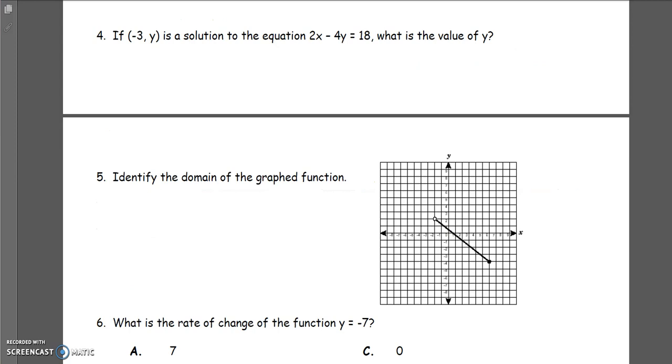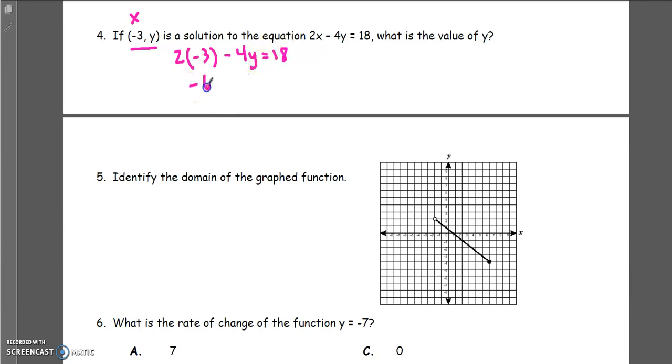Number 4 says, if negative 3 is the solution to the equation 2x minus 4y equals 18, what is the value of y? In a roundabout way, they gave us the value of x by telling us that we have this solution. We know what the x value is, but we don't know the y value. If I replace my x with this number, I should be able to figure out what y is. So I'm going to say 2 times negative 3 minus 4y equals 18.